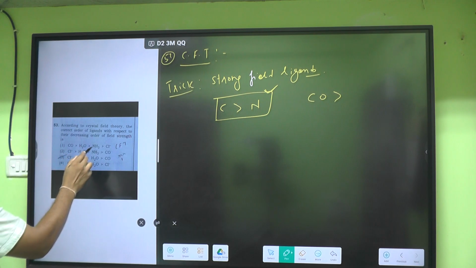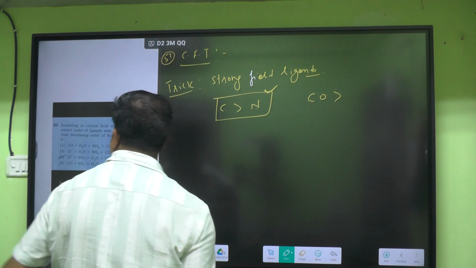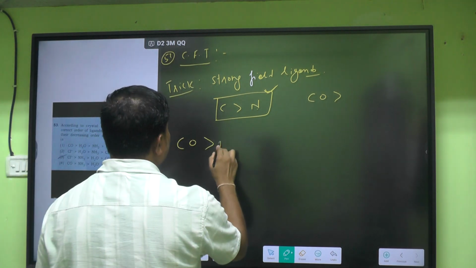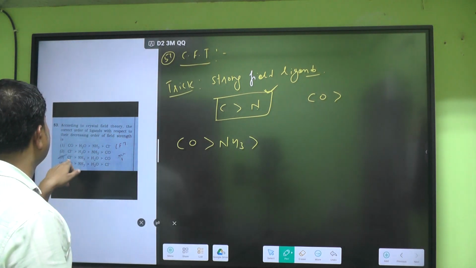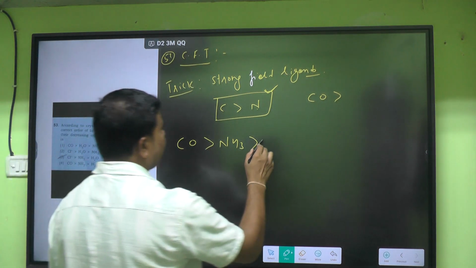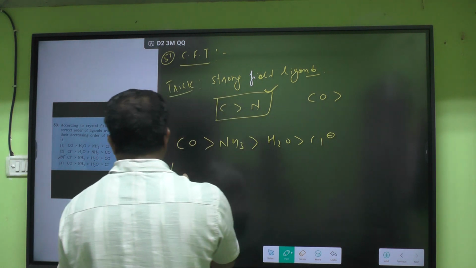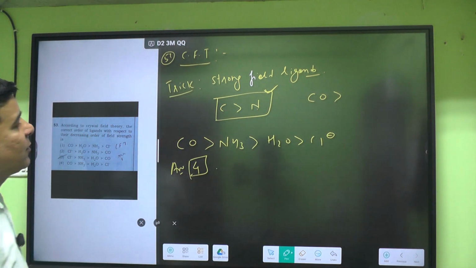What is a weak field ligand? CO, then nitrogen. Trick: carbon and nitrogen are strong field ligands. That's why CO is a strong field ligand, then ammonia. CO and ammonia, only one option is given here, so the fourth option is correct. Then will be water, then Cl negative. So what's your answer? The answer will be 4. Question 53, the fourth answer.